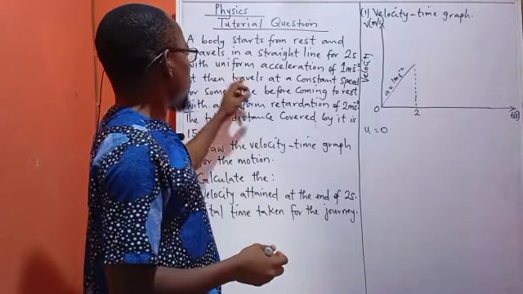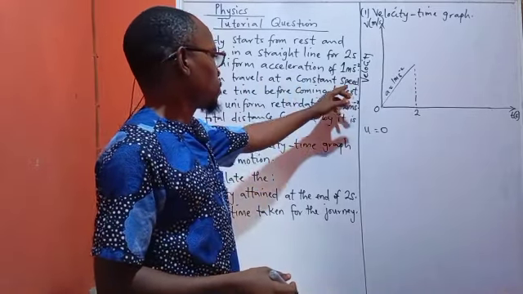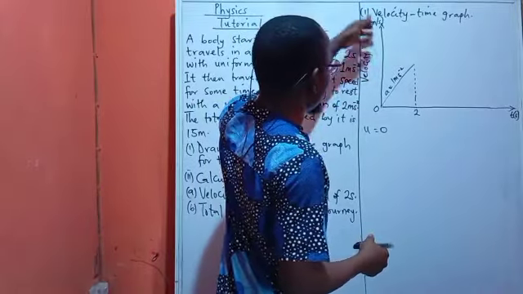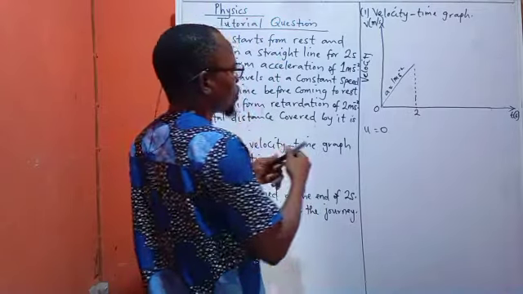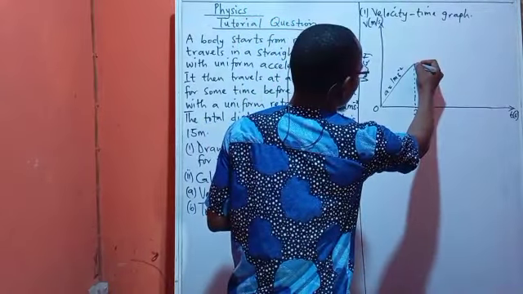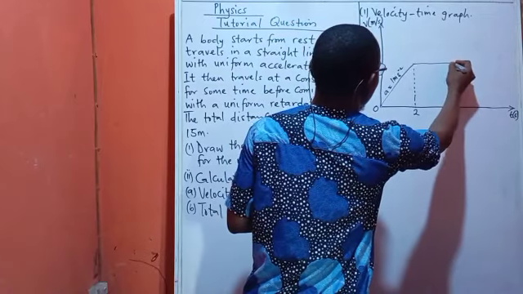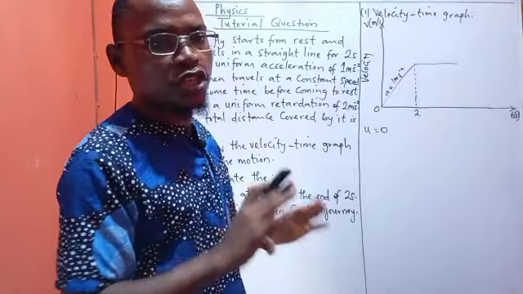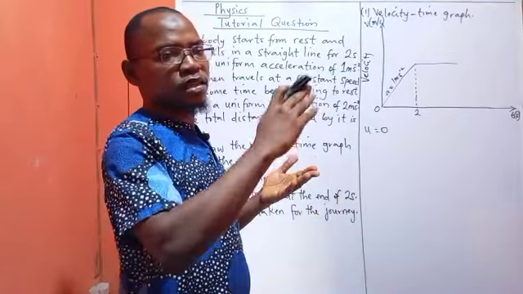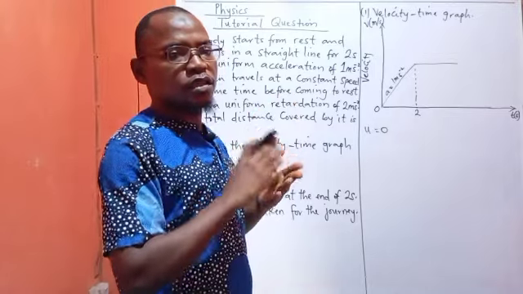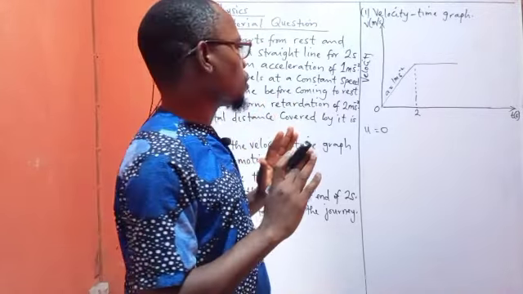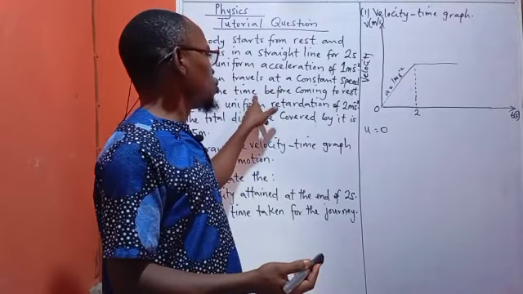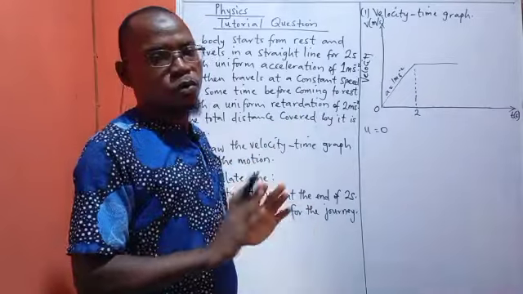Then it travels at a constant speed for some time. So this is our region for our velocity. So it travels at a constant speed. So for a constant speed, this is how it will go. It means the speed is constant. There's no change in the speed. After it has accelerated, then it moves with a constant speed for some time. Now the time it moved for that constant speed, we are not given.